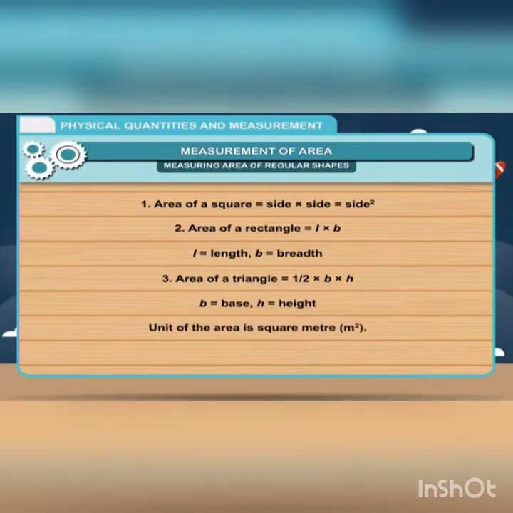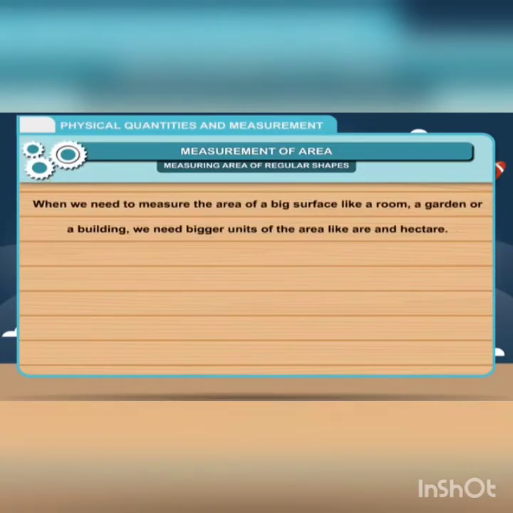The unit of area is the square meter, meter squared. 1 meter squared is the area of a square whose each side is 1 meter. When we need to measure the area of a big surface like a room, a garden or a building, we need bigger units of area like are and hectare. 1 are is equal to 10 meter into 10 meter, which is 100 meter squared. 1 hectare is equal to 100 meter into 100 meter, which is 10,000 meters squared.